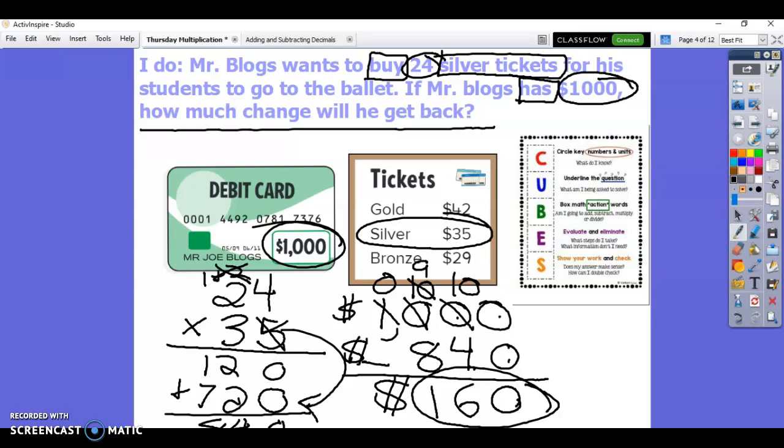So we're going to be practicing multiplication equations today, and it is kind of difficult. So make sure that you are paying attention to keywords and you are cubing as we go through.